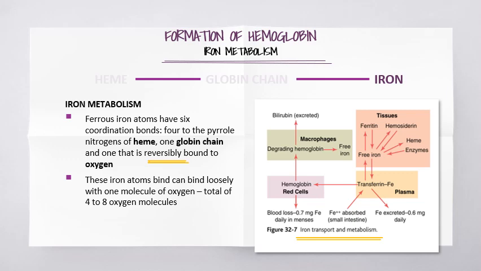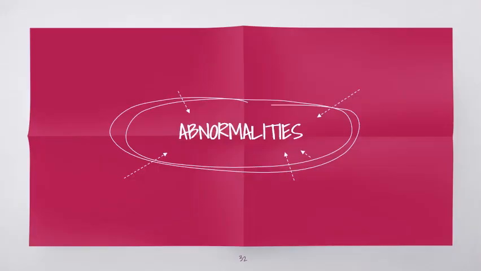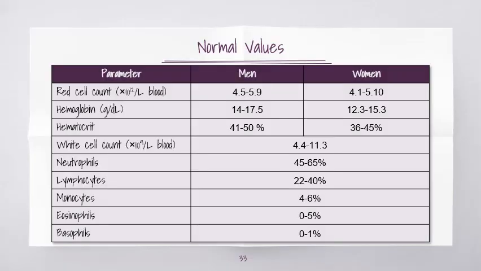Right, it will be too much now for you, but I'm just showing this that actually iron is being recycled in the body. Okay, and there are some disease states wherein there is decrease in iron also causing anemia, and that's what we call iron deficiency anemia. So we go to the abnormalities of the red cell lineage. Here are the normal values that I've showed you earlier.